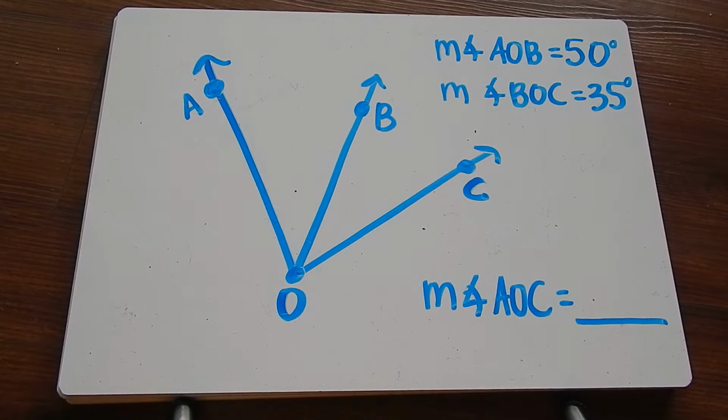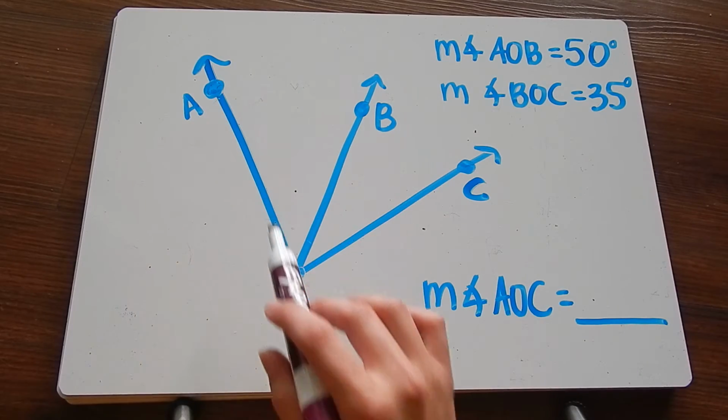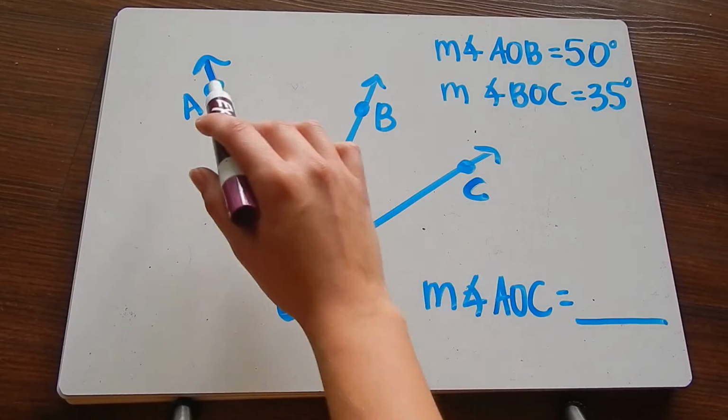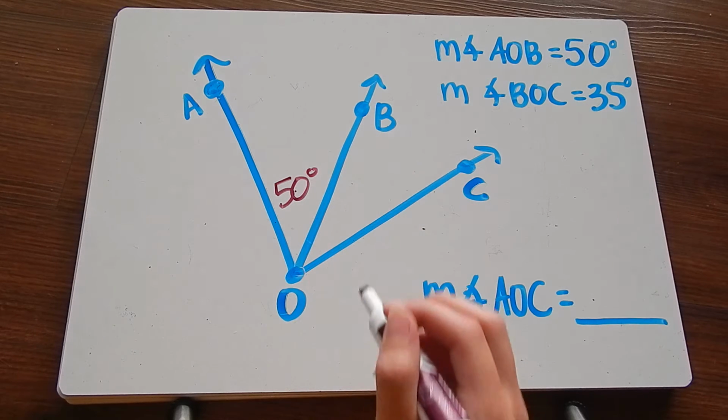Here's our first example. It tells me that the measure of angle AOB is 50. So let's find angle AOB. First we're going to start with A, then go to O, then to B. So AOB here, this angle is 50 degrees.